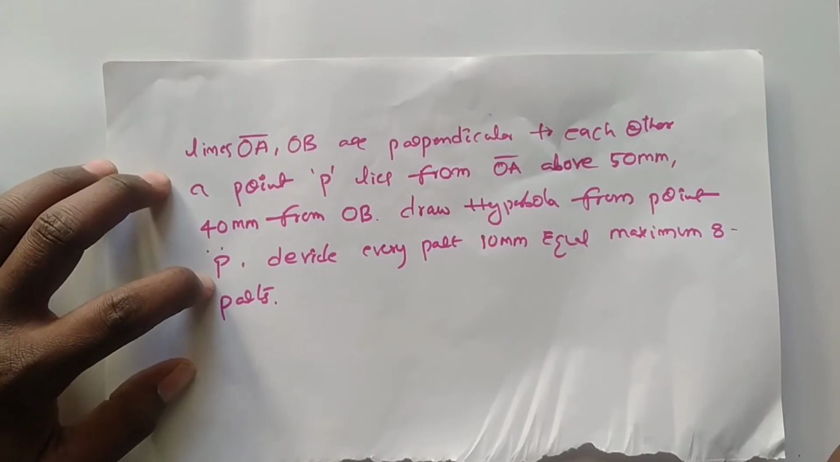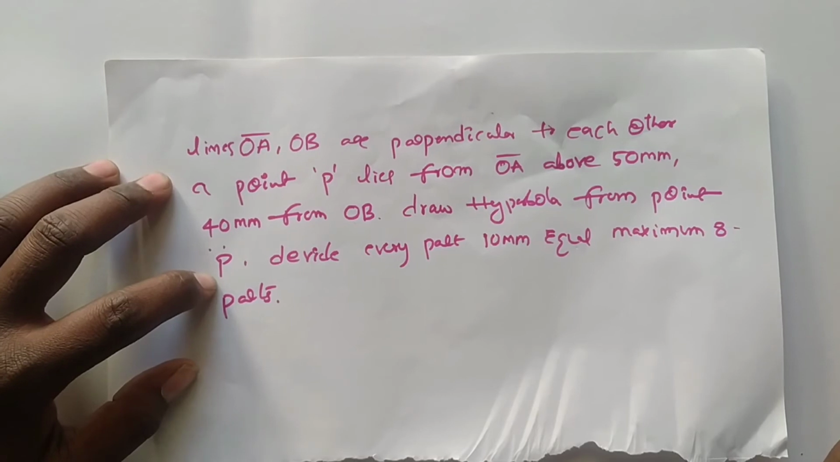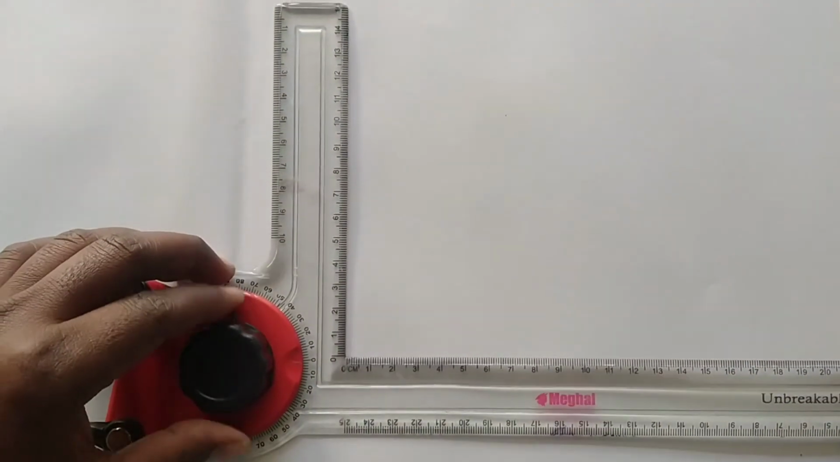Divide every part equal to 10 mm, with a maximum of 8 parts. Observe the procedure carefully. OA and OB lines are perpendicular to each other.